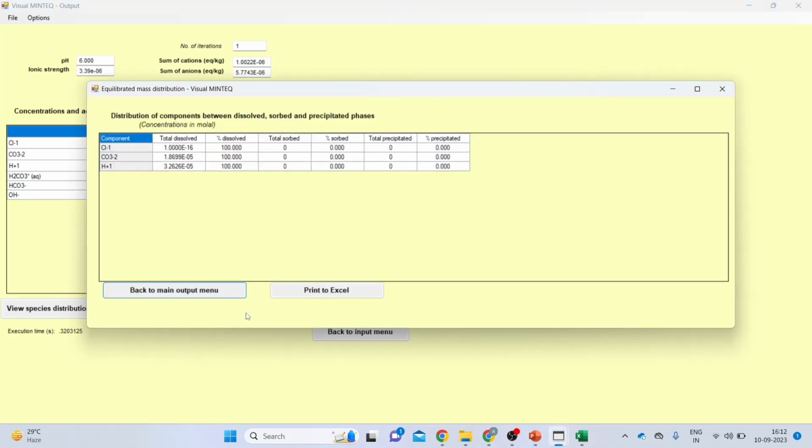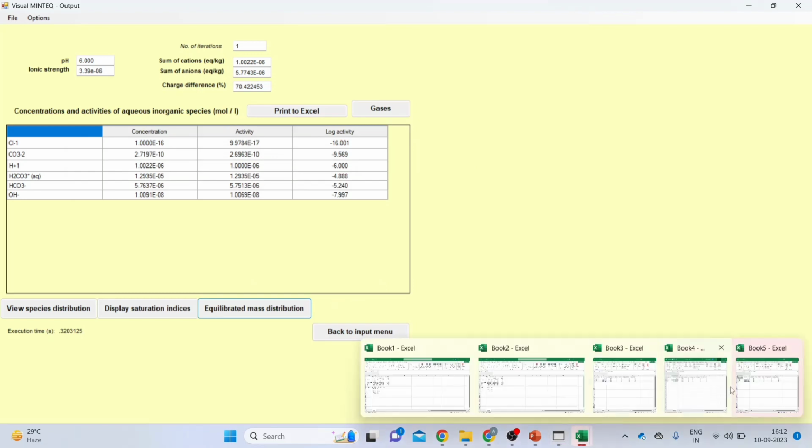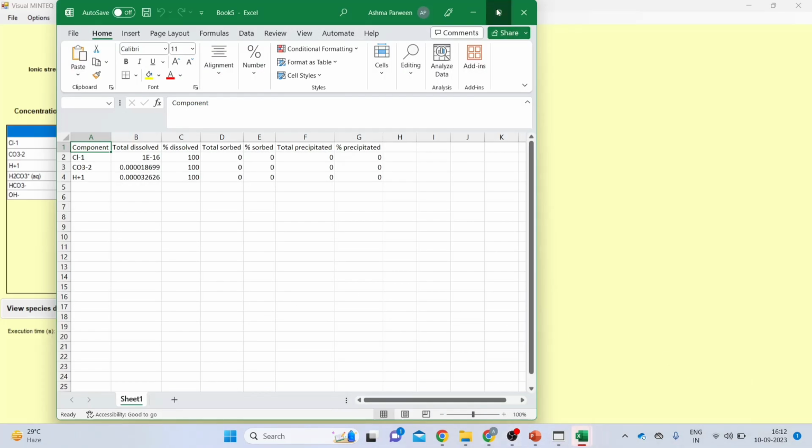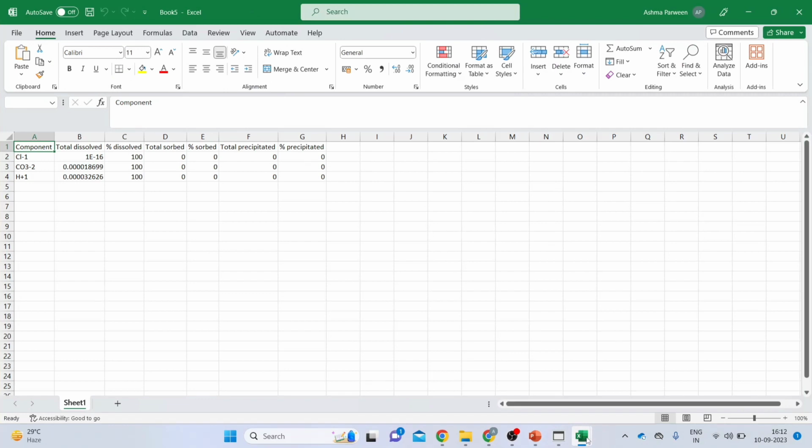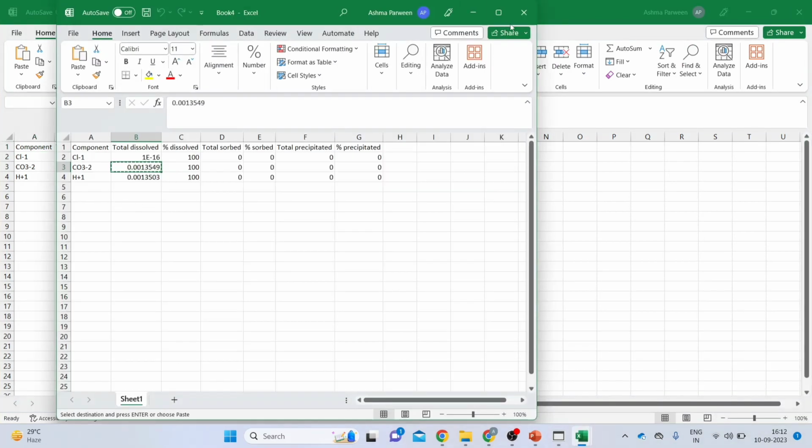Let's see the equilibrated mass distribution. So we can see that the total H plus concentration has changed, and also the total carbonate has changed because we have changed the pH. So let's print this to Excel. And let's copy the previous concentration from here.